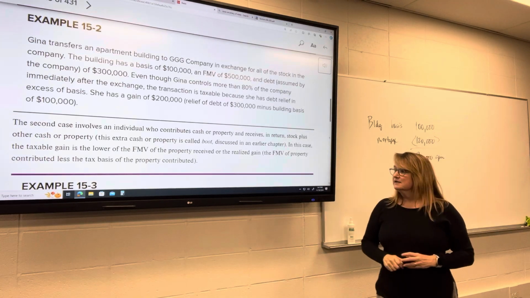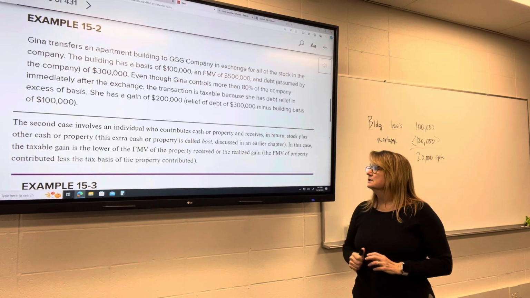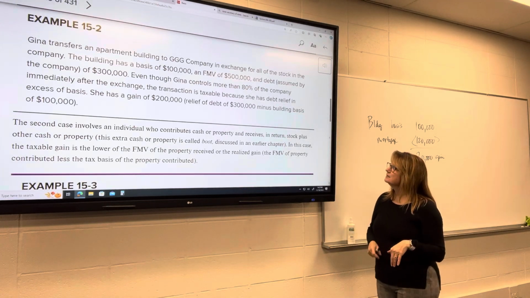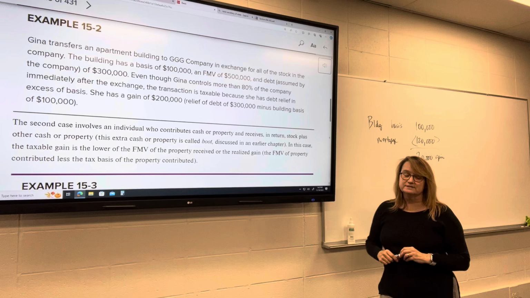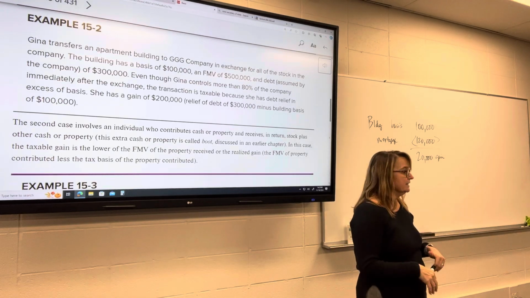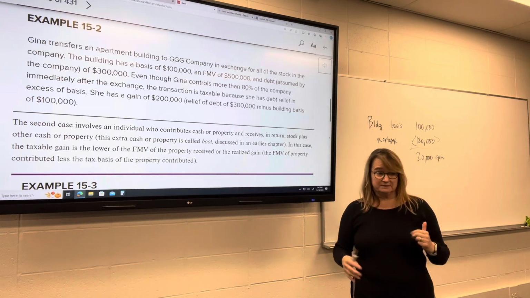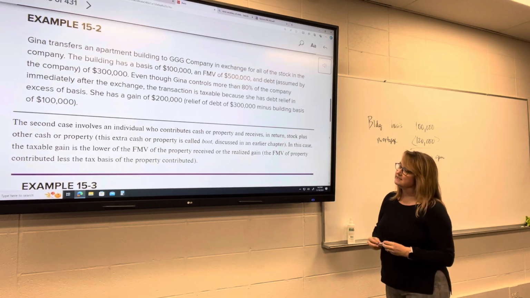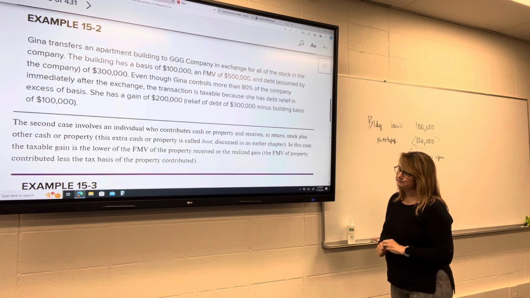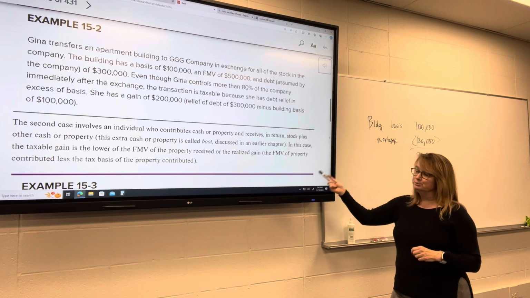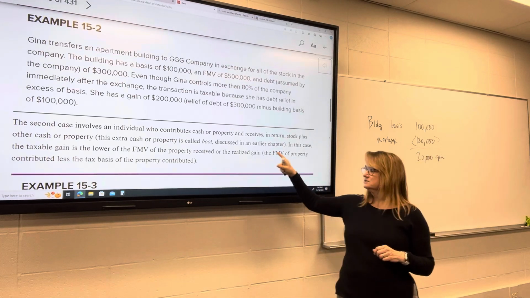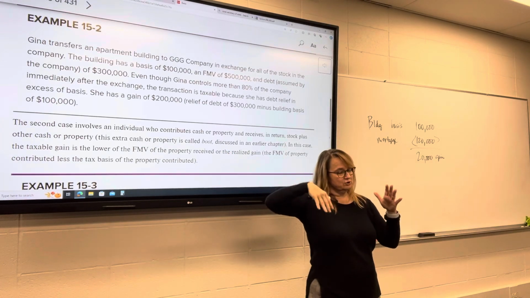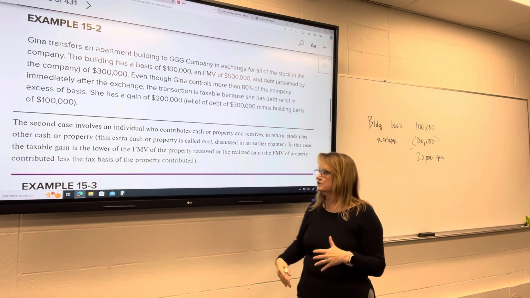Second case is when an individual contributes cash or property and receives in return stock plus something else. So you're not getting just stock, you're getting something else. Maybe it's cash, maybe it's a piece of property, something like that. So you're not just getting stock. This is called boot. Okay, so this terminology, whenever you get something in addition to the shares, then it's considered boot.